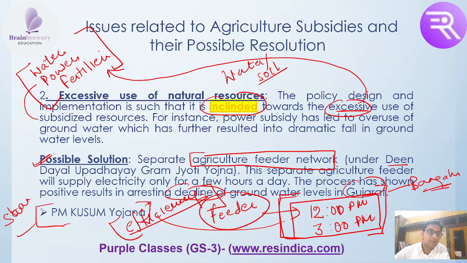Right? Under the PM Kusum Yojana, government is providing stand-alone solar pumps. So government is also utilizing solar electricity for generation of power in the remotest areas.